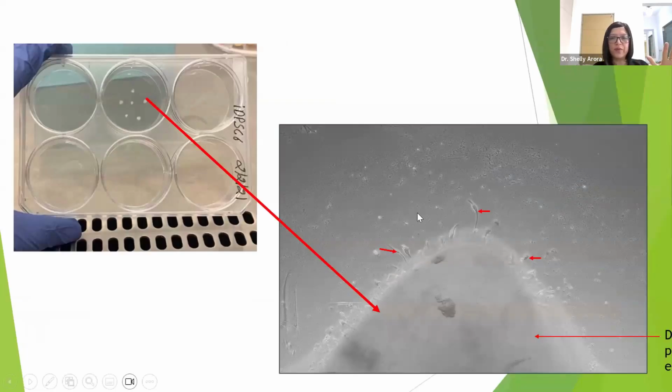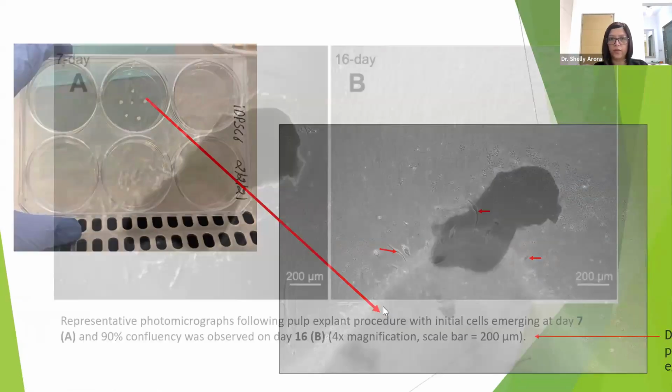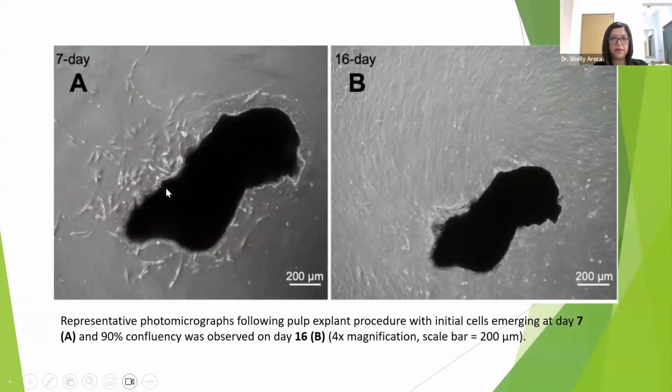After almost a period of 7 days, you can see this is the pulp tissue. This picture is under the microscope, and to look into the cell culture we use an inverted microscope. You can see the cells coming out of it. This is the pulp explant, also called the mother explant, and you can see these dental pulp cells coming out. Same dental pulp explant, at 7 days you can see more cells coming out, and at 16 days a lot of cells are there. Almost the culture plate is filled.